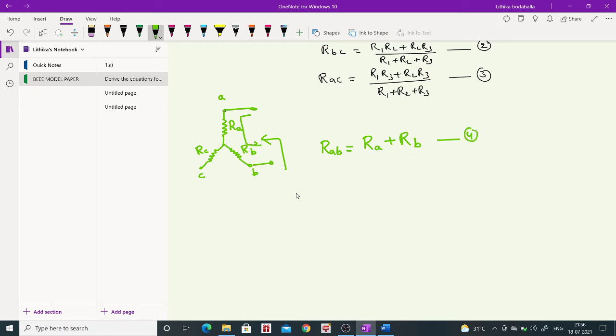Similarly, you find RBC. Whatever the resistances between B and C terminals, you add them. That is RB plus RC. Let it be equation 5. Similarly, you find equivalent resistance between terminals A and C. So RAC or RCA becomes RA plus RC. Let it be equation 6.